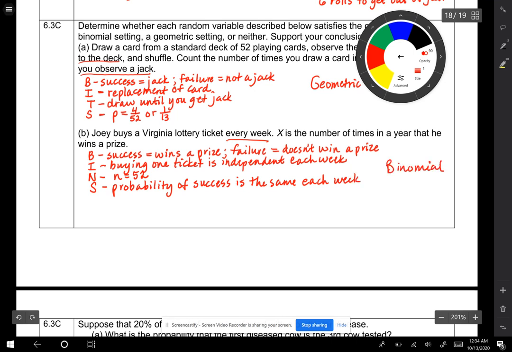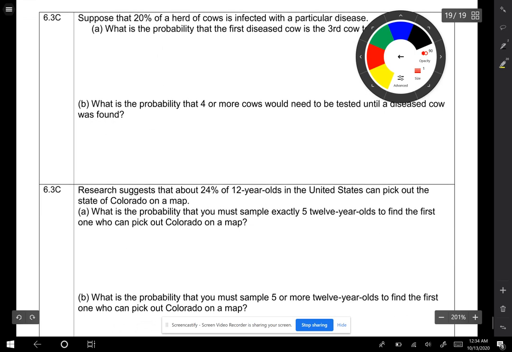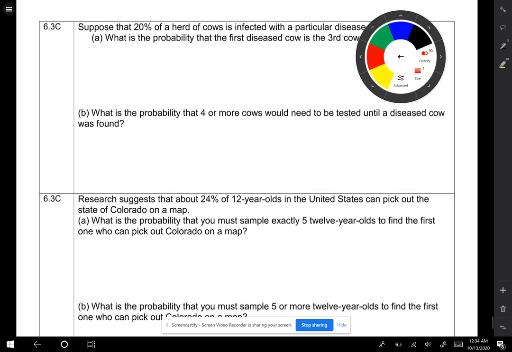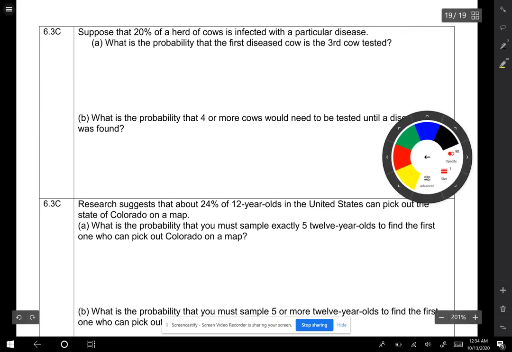It's binomial. So that was a good review. Now let's do two sample problems on geometric distributions. Suppose that 20% of a herd of cows is infected with a particular disease. What is the probability that the first diseased cow is the third cow tested? Not the first, not the second, but the third.